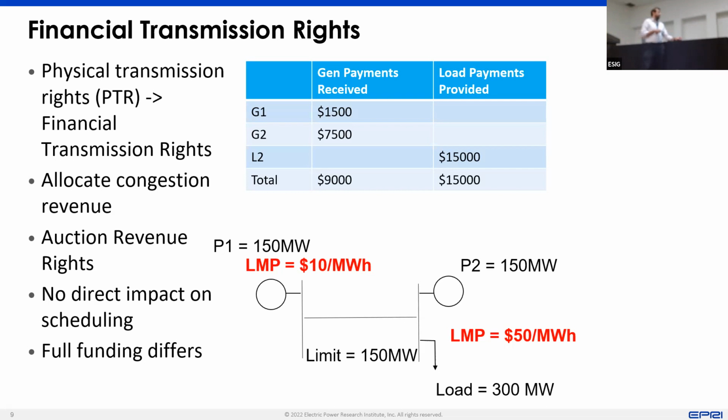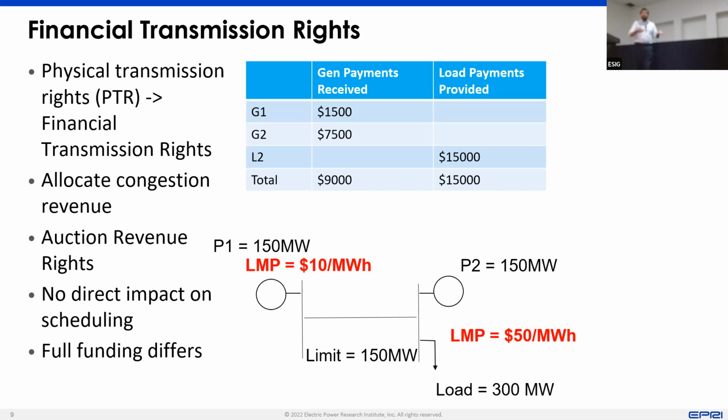So in this example, you have a congested transmission line such that the price at the generator that is supplying a large amount of the load on the other side of that transmission constraint is $10, whereas the load, all of the load is paying $50. And that price separation is happening from transmission congestion. And what happens in this case? So your generators are getting paid, the first generator is getting paid $1,500. The second generator is getting paid $7,500. And then the load is paying $150,000.